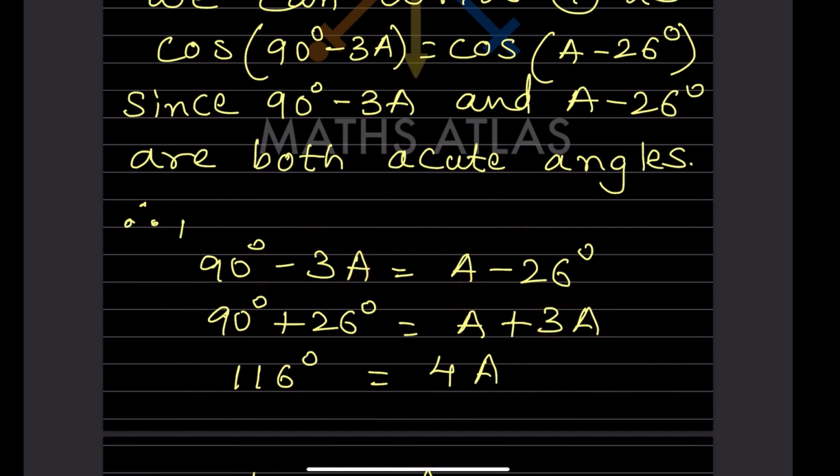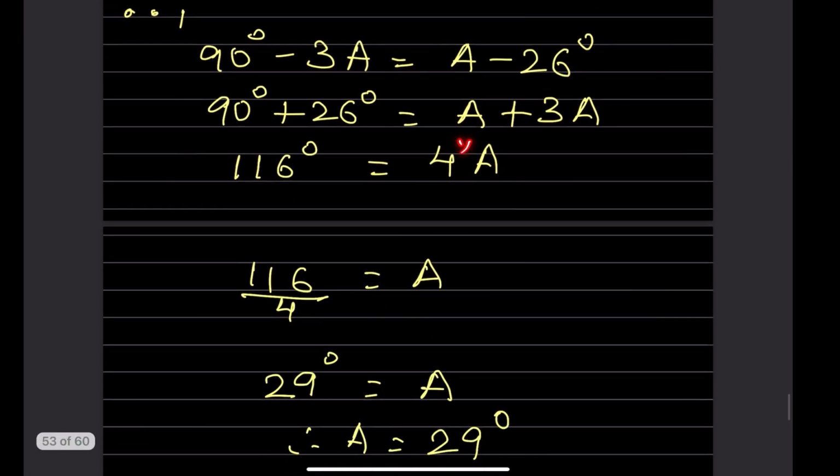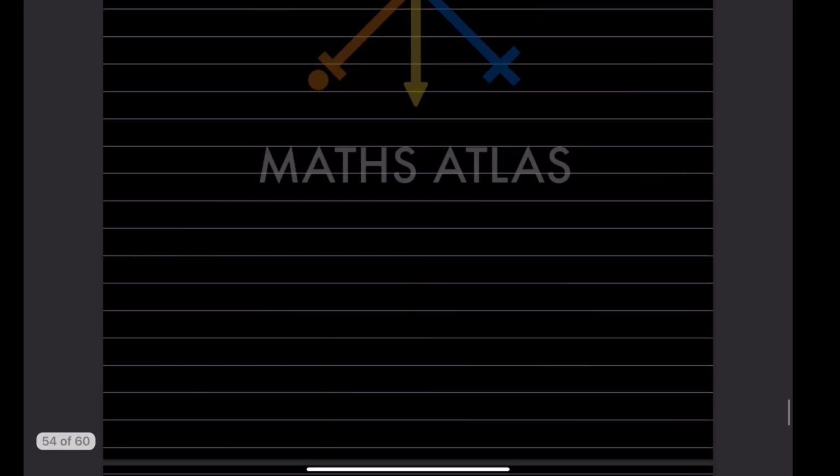So now what we can write here, 116 is equal to 4A. So this will be divided. When you divide this, you get 29. So A is 29 degrees.